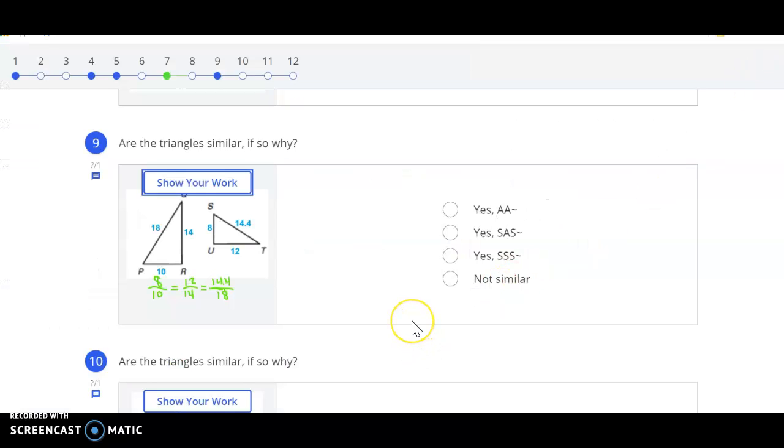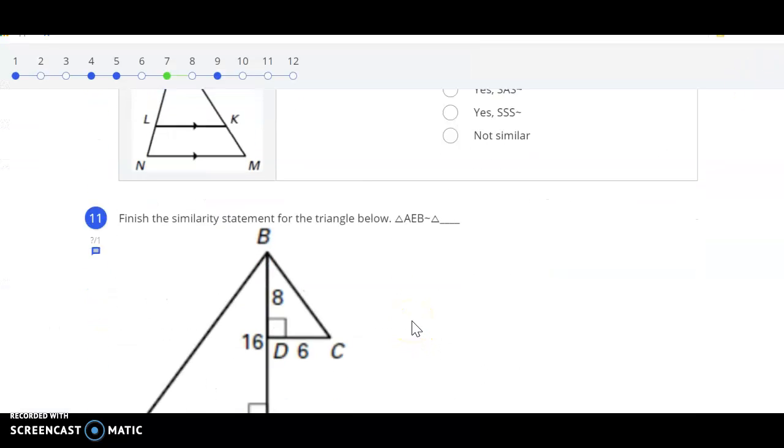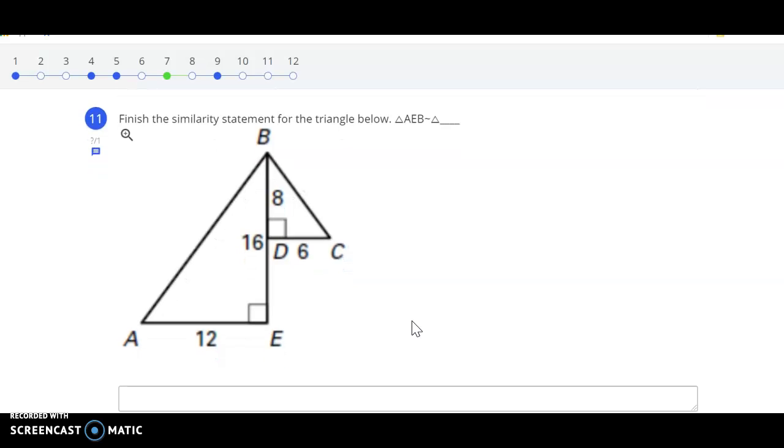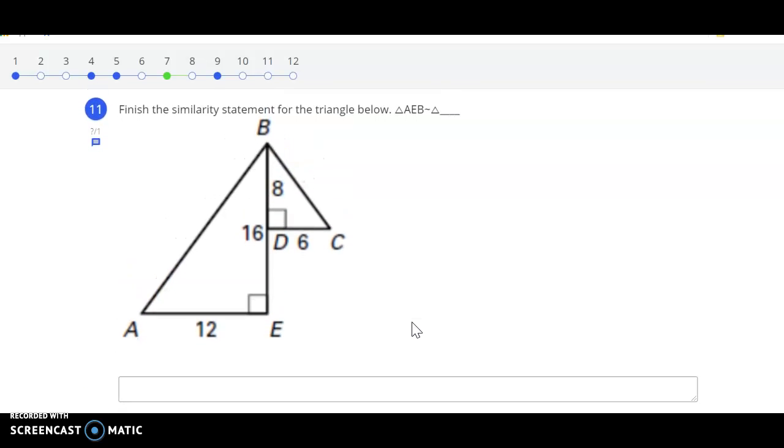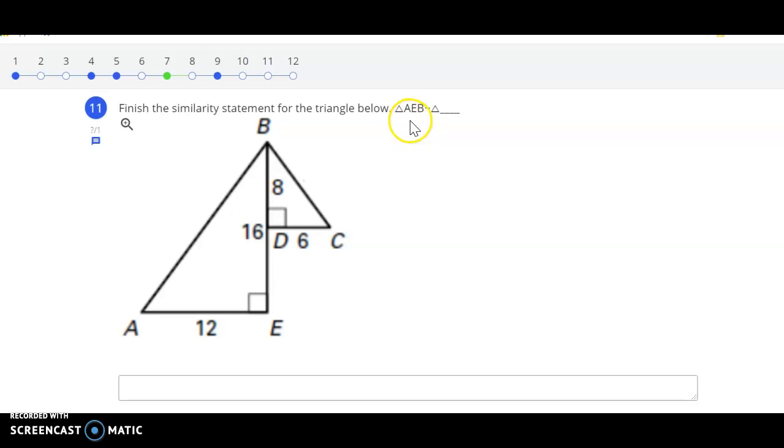The last problem down at the bottom does ask you to find a few things for that triangle picture. First one says, finish the similarity statement. So A, E, B would go with, so you're just typing in the 3 letters here. So A is the angle here on the corner, so it would go with C. So the first letter you would type in here is just C, and then type in your other 2 letters.